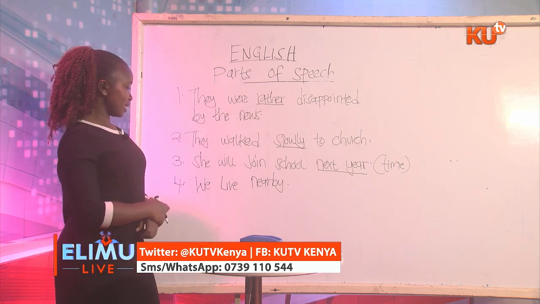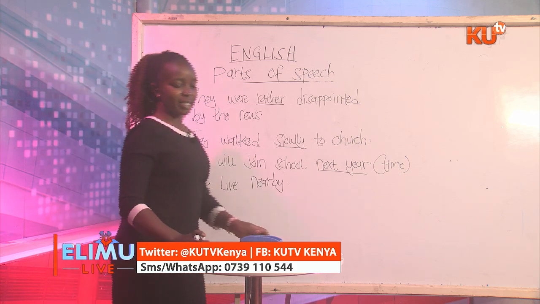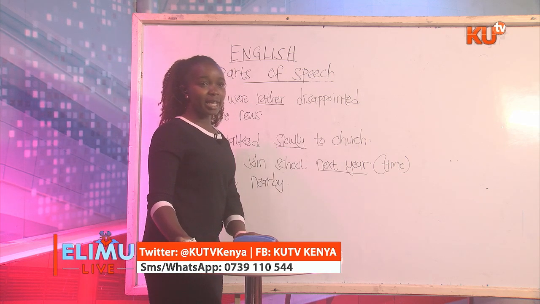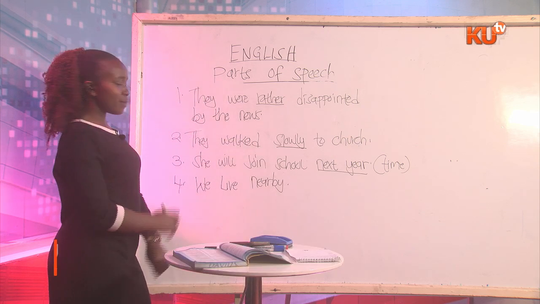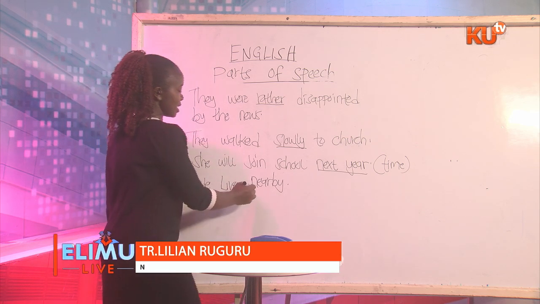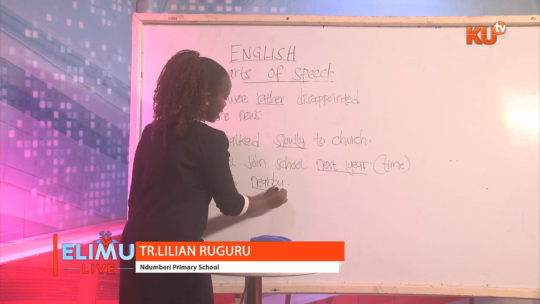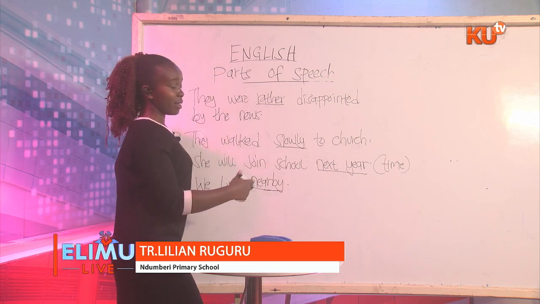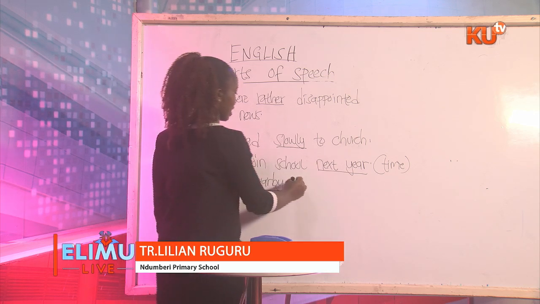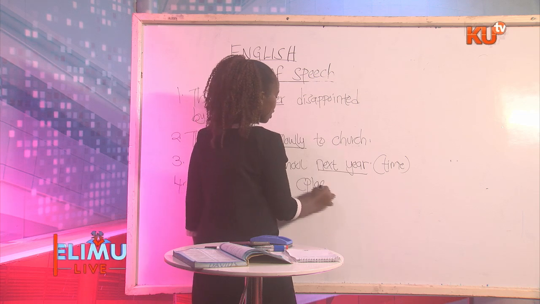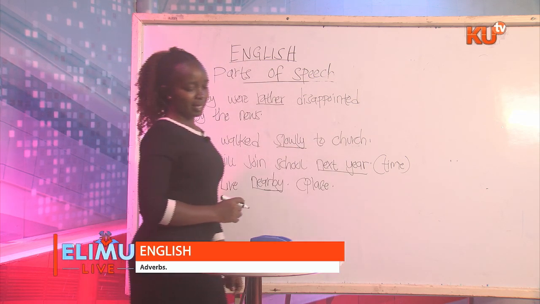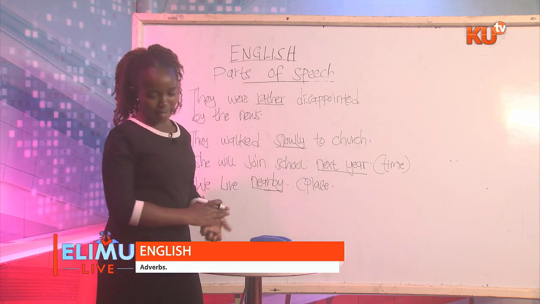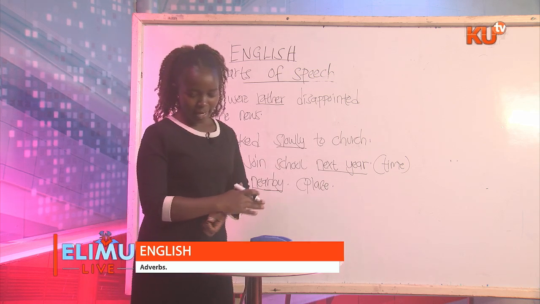On to our last sentence. We live nearby. Our adverb here is nearby. We live nearby to show place. It's an adverb of place.